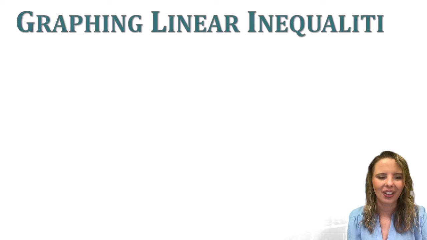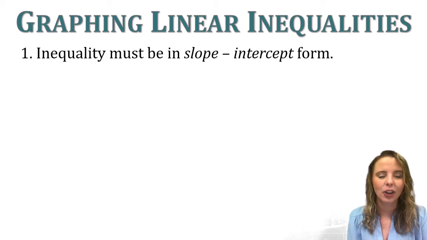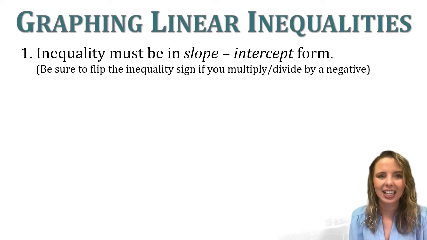Graphing linear inequalities. You're going to follow the same exact steps that you use to graph a linear function, except there's a few more stipulations. Your inequality must still be in slope-intercept form. To get it in slope-intercept form, if you multiply or divide by negative, be sure to flip your inequality sign.